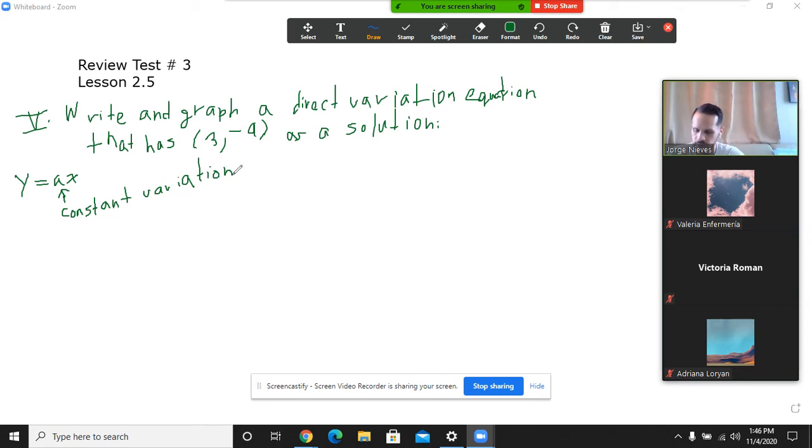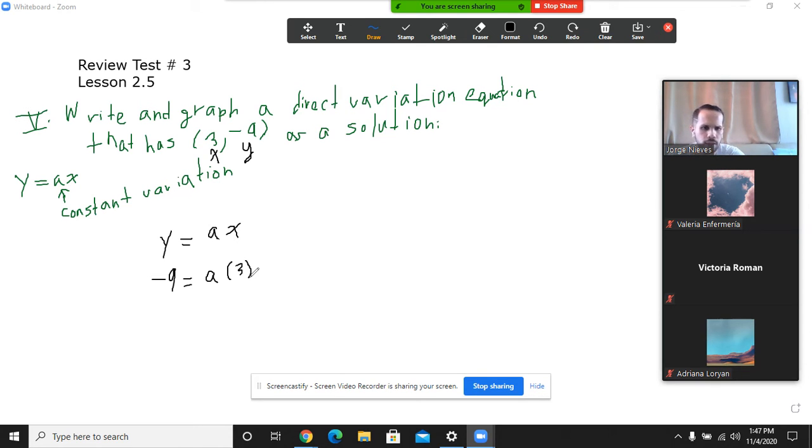So based on what we see, this is the equation. I'm gonna write it again. It's y equals 8x. So I'm going to substitute what I have. Okay. You know that this is x and y. So I'm going to substitute everything I have. So y equals 9, right? And x equals 3, right? So the question is, how do I find a, or the constant variation? How do I find it?